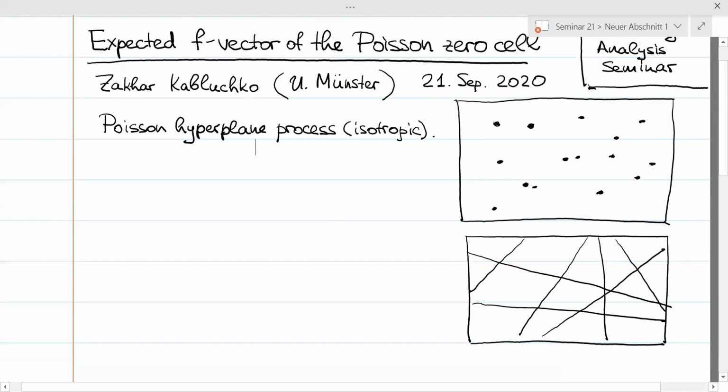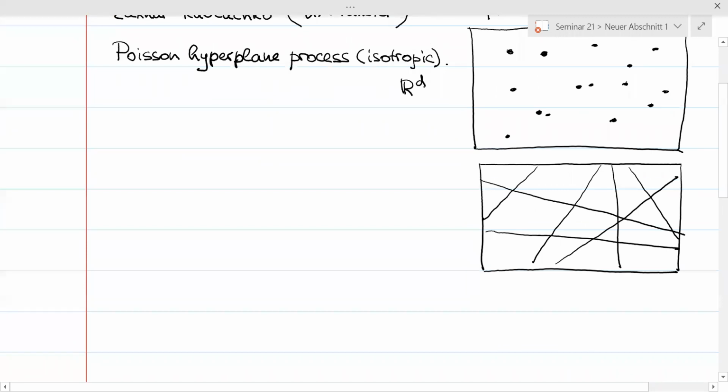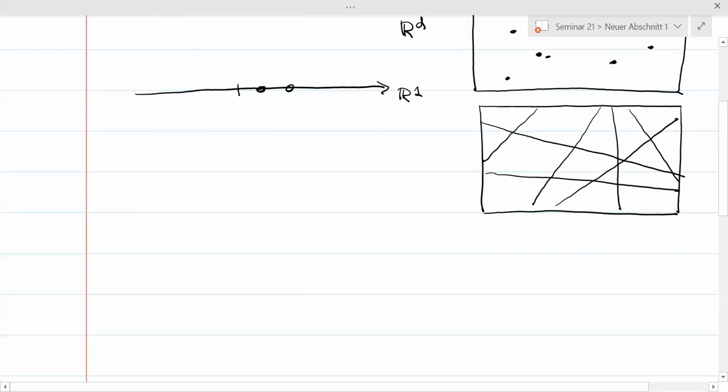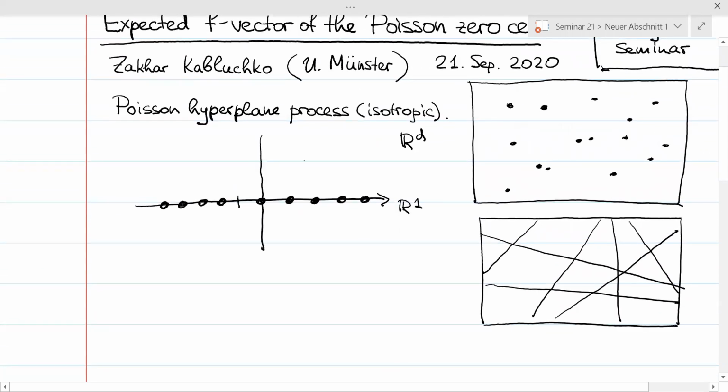This is done as follows. So we consider the d-dimensional space R^d and take some line in this space which passes through the origin. So here's the origin and this is a line. Now take a Poisson process on this line. So here are the points of the Poisson process on the line. And then for every point, consider a hyperplane which is orthogonal to this line and passes through this point. So consider such hyperplanes. Every such hyperplane is d-1 dimensional, of course.